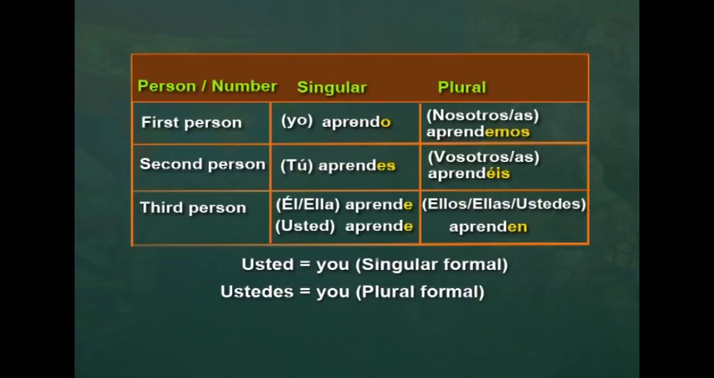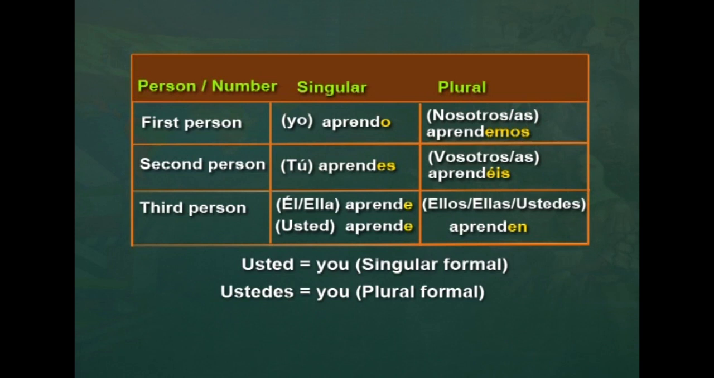The conjugation of this category of verbs in present tense is as follows. First person singular, yo aprendo. Second person singular, tú aprendes. Third person singular, él, ella aprende, or usted, formal you, aprende. Now, look at the plural part of it. First person plural, nosotros, nosotras, we aprendemos.